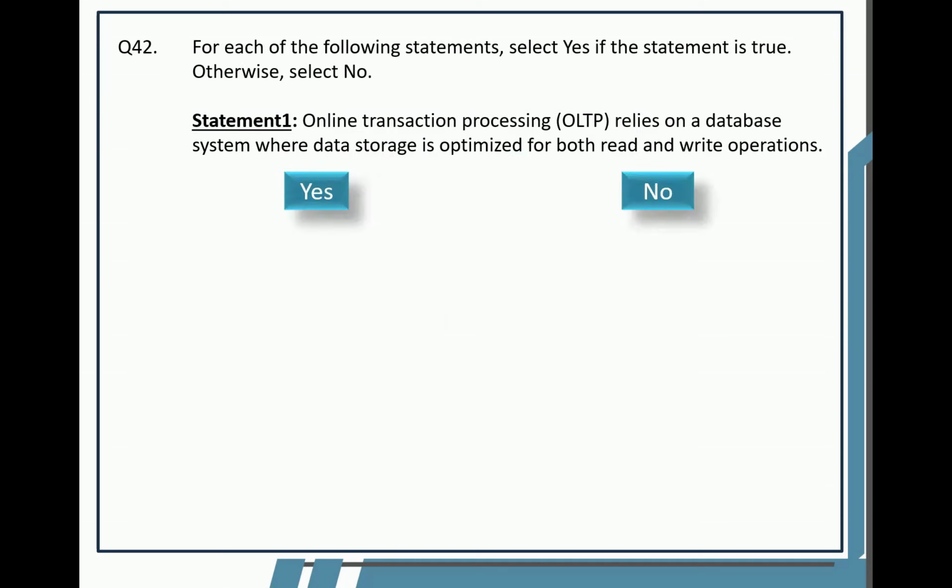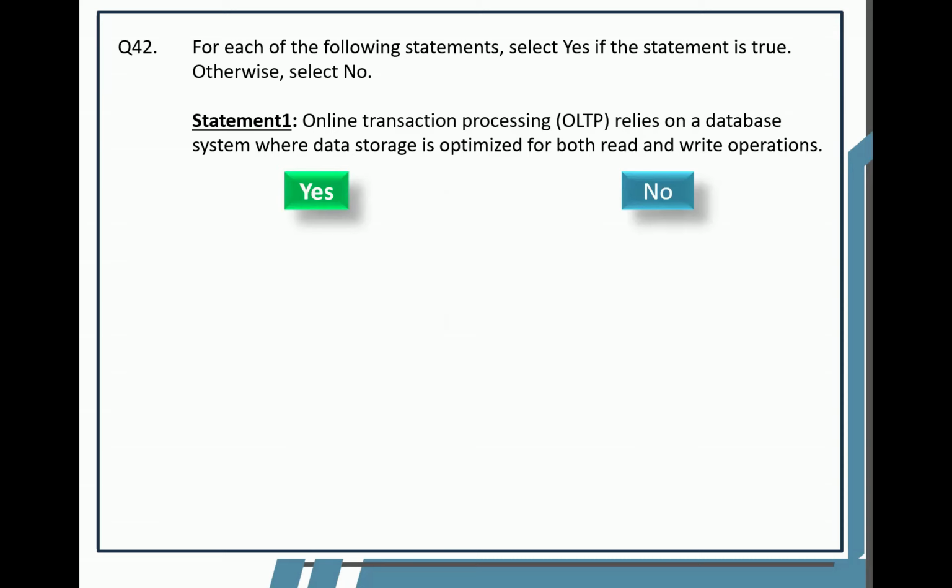In question number 42, we are going to look at a series of statements and we need to determine whether they are right or wrong. First statement is online transaction processing OLTP relies on a database system where data storage is optimized for both read and write operations. This is a correct statement. OLTP databases are designed to handle frequent reads, that is, querying records, and frequent writes, that is, inserts, updates, and deletes.